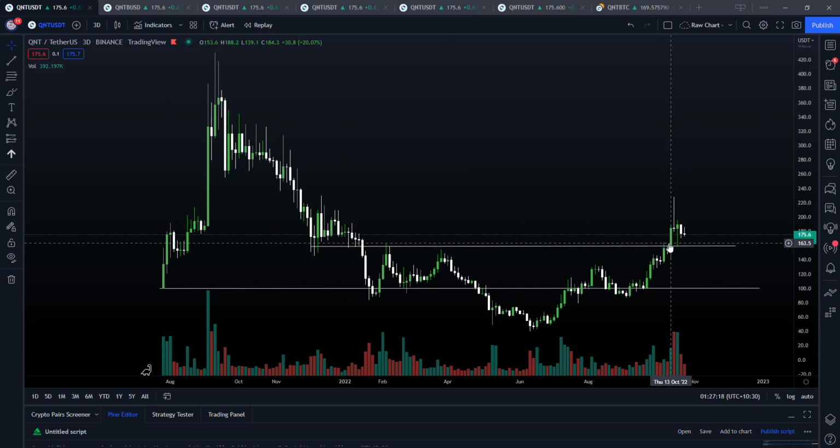We broke above it. We did have a take profit area, if you guys recall, about a month ago now here. We did reject off there, but we eventually broke out, and I do think we retest this area as support now at about 160. So that is the area where I will be looking to go long QNT token, before we do eventually go back up and retest this high here at about 220, 225.